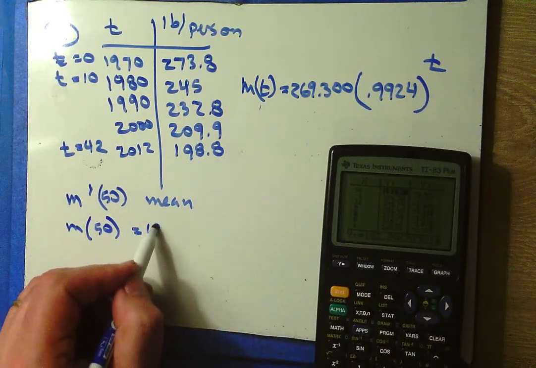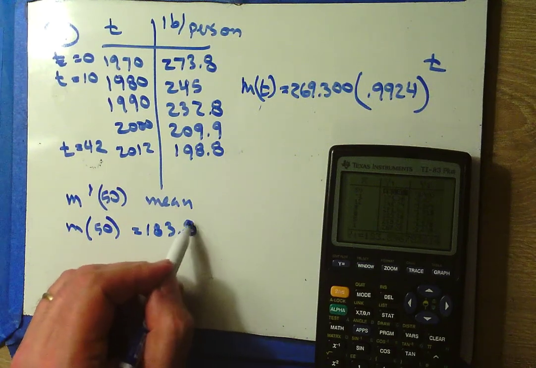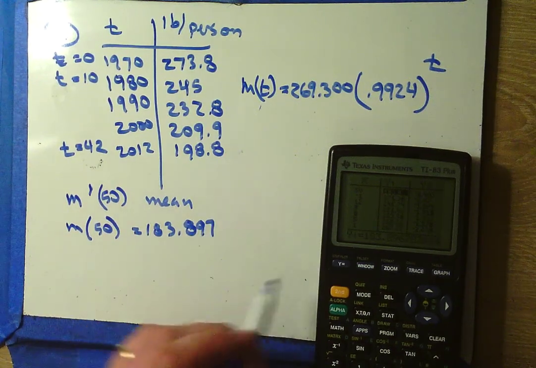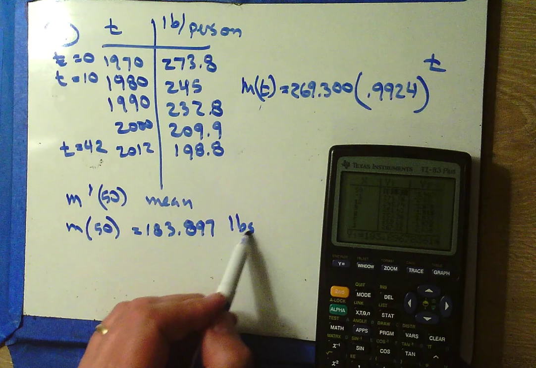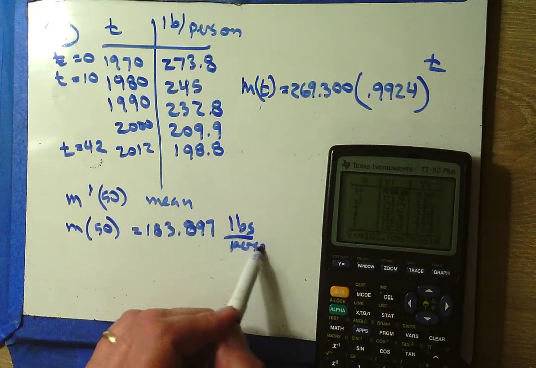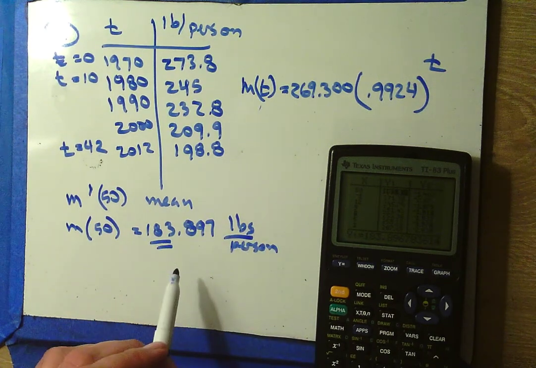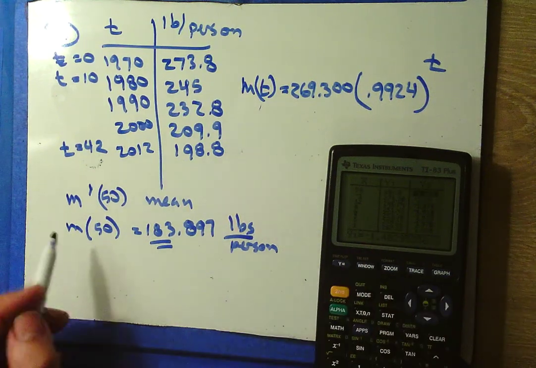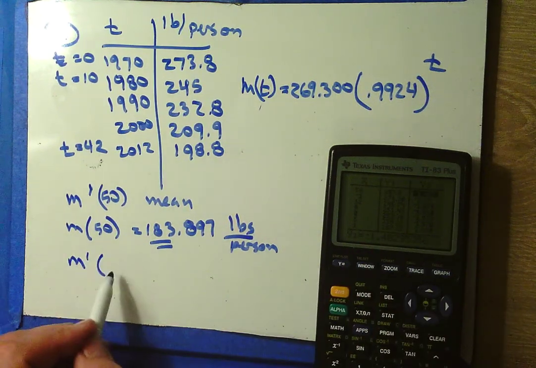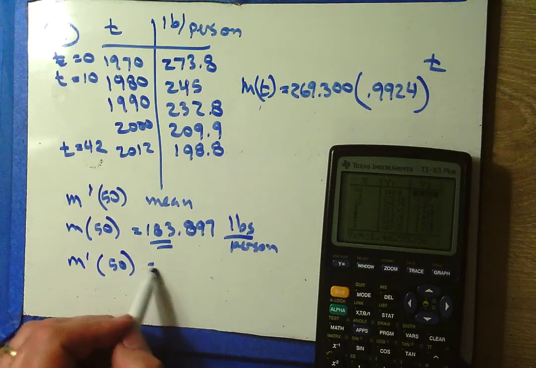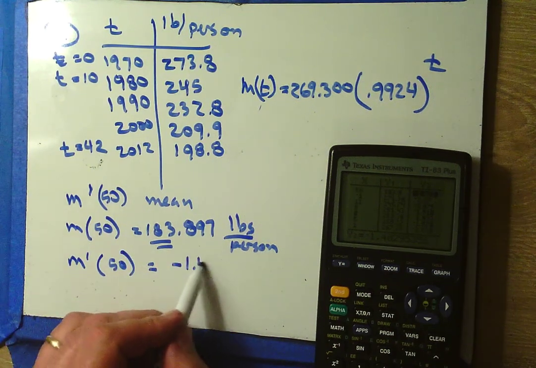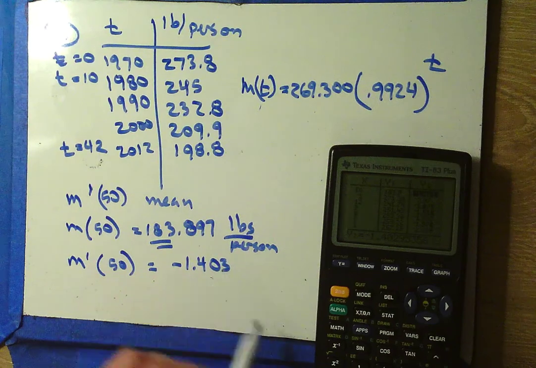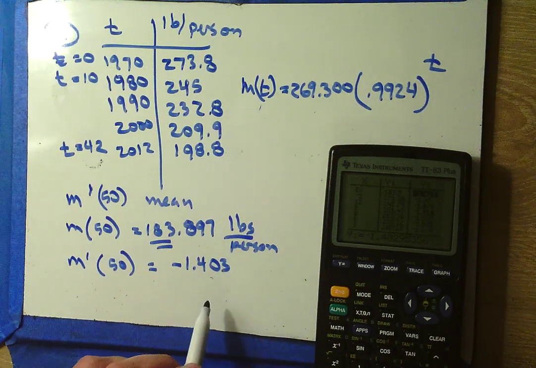M of 50 is 183.897, and we know those are pounds of milk per person. Still going down, folks. But if we come over here to the first derivative, m prime of 50, we get negative 1.403. Now, what are the units on this?